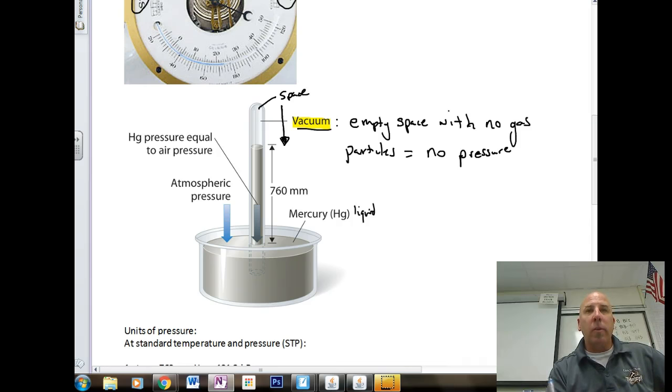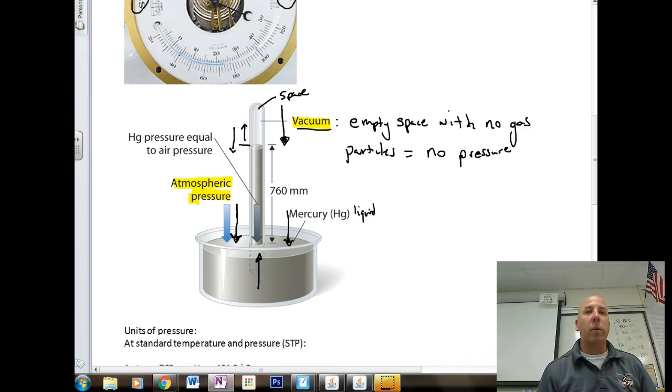So this is used to measure gas pressure. Atmospheric pressure is from the gas molecules that are all around us: the oxygen that we're breathing, the carbon dioxide, the nitrogen gas, all those gases that make up our atmosphere. They exert a pressure on us, they exert a pressure on everything around us, and they also exert a pressure on this column of mercury. They are able to push down, and that pushing down on the mercury pushes the mercury up, so this mercury level can rise and fall depending on the atmospheric pressure. So this is a mercury barometer that measures gas pressure.